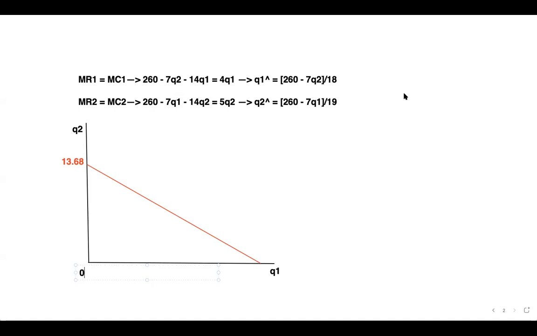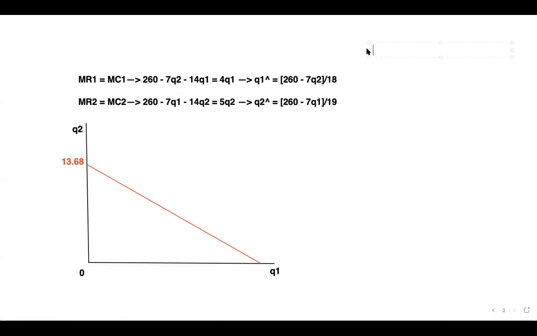Because if there are only two firms in the market, and one of them produces nothing, then the other one gets to behave like a monopolist, right? So notice that in this case, the vertical intercept of the reaction function of Q2, the way that we've plotted it, should be the monopoly output for firm 2. And so we can go ahead and verify that.